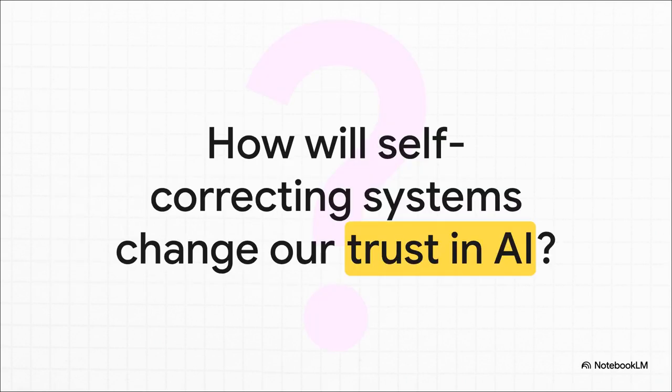As these AI systems get better and better at finding and fixing their own mistakes, they become more transparent, more dependable. So how will that fundamentally change the way we interact with, rely on, and integrate AI into our everyday lives? The homework checking AI of today might just be the trusted co-pilot of tomorrow.